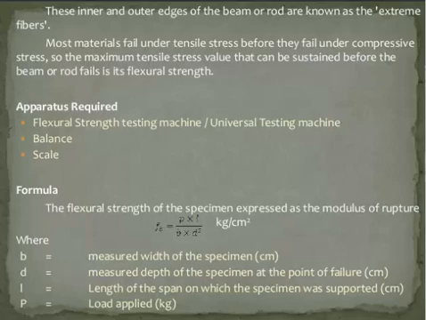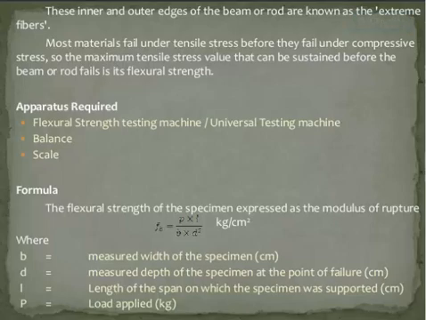Students, apparatus required. What are the apparatus required for performing this test? Talking about the apparatus, obviously we should have the flexural strength testing machine. The flexural strength testing machine is similar to the compression testing machine. Basically, we are keeping the specimen, which is in the shape of a beam, in the testing machine, and we are applying the load.